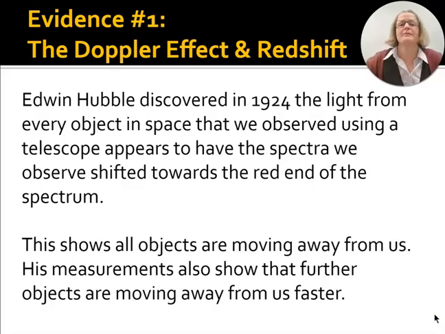And Edwin Hubble, back in 1924, actually observed that. He observed that the light from every object in space that we look at with the telescope appears to have a spectra as if it was shifted towards the red end of the spectrum. And he actually showed us that further away objects were moving away faster, so showing an expanding universe.